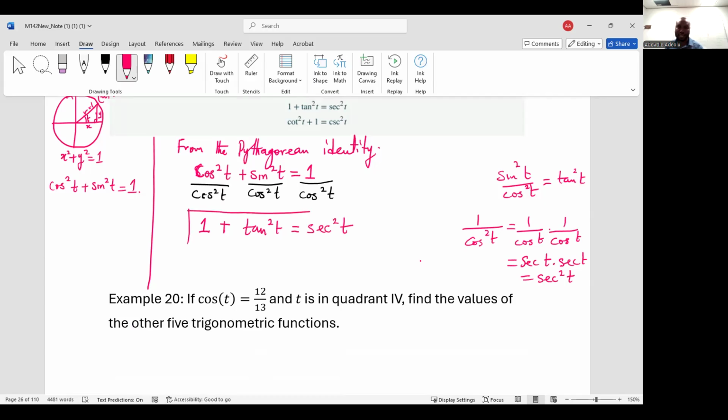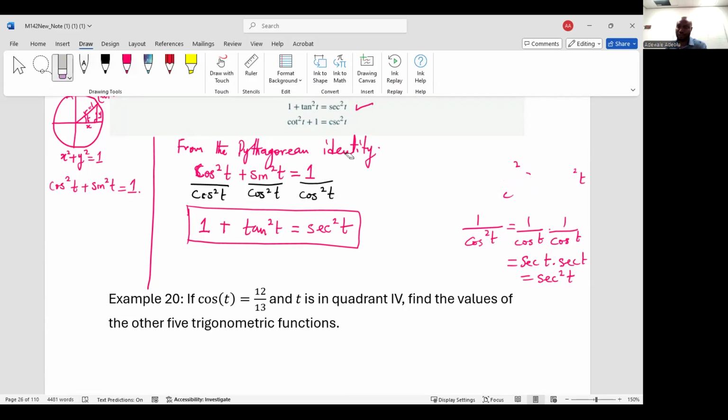So guys, I have another Pythagorean identity. This is another Pythagorean identity. This guy.